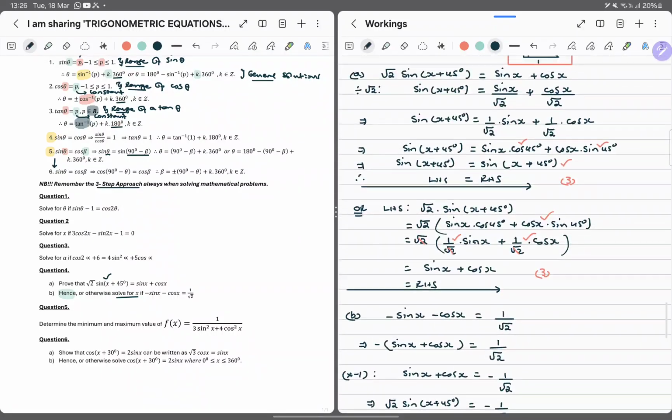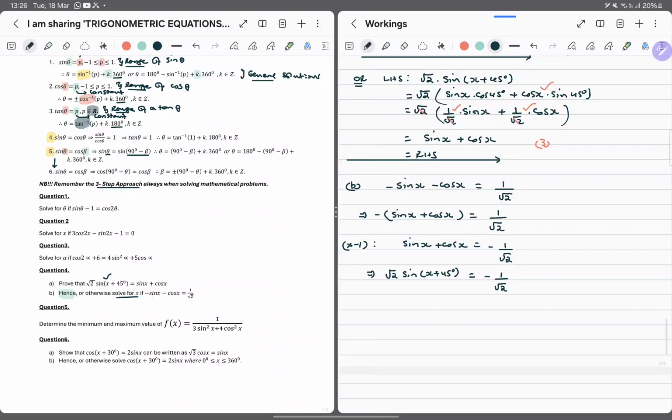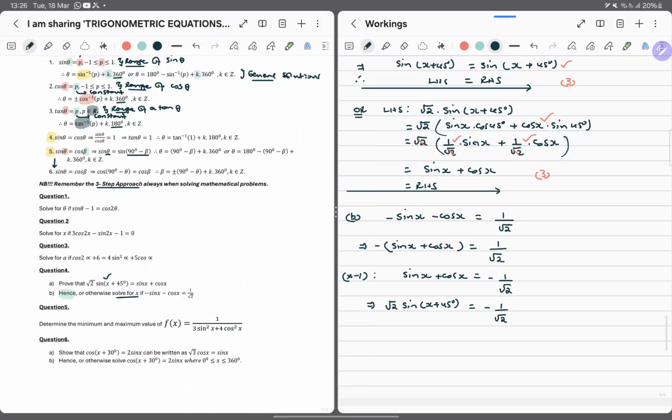Ooh, we're gonna run out of space. I hate it.